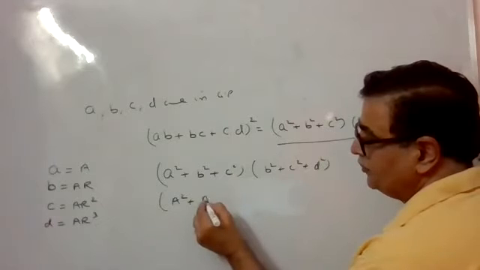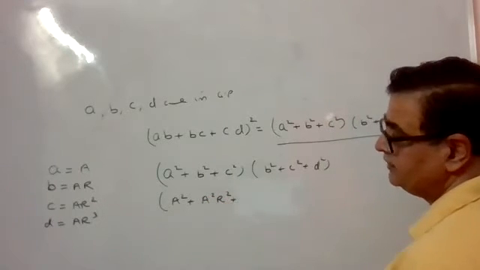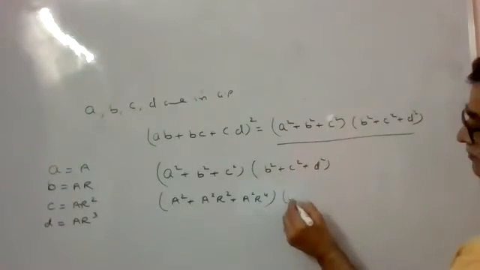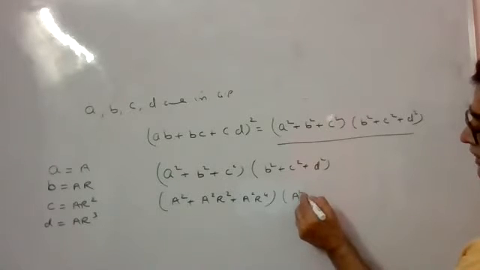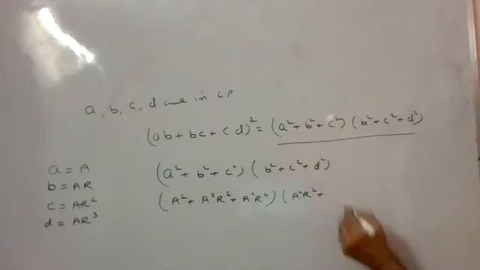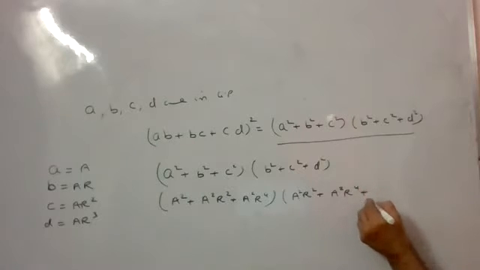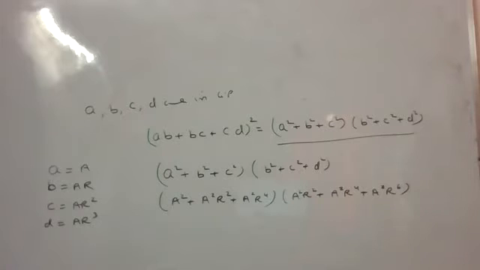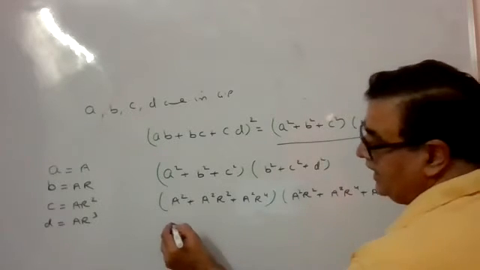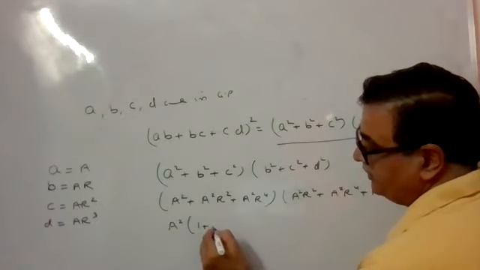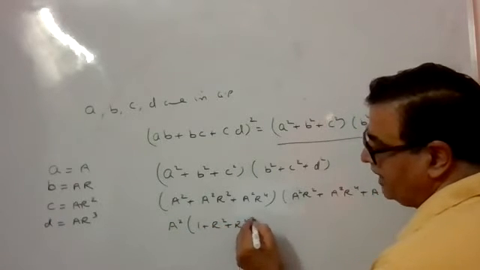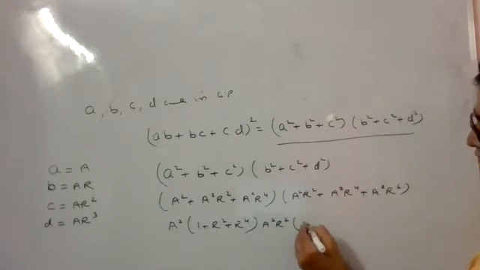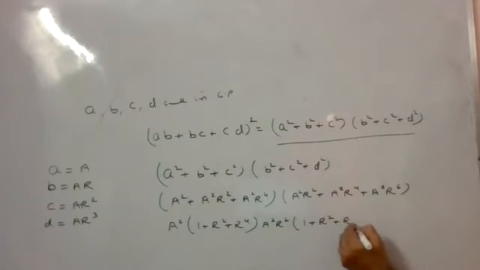B will be ar, so it will come a square r square. C will come a square r power 4. That comes out to be b means ar, so a square r square. C square means a square r power 4. D square means a square r power 6. Then we will have a square common. Left is 1 plus r square plus r power 4. And here we will take common a square r square. So left is 1 plus r square plus r power 4.